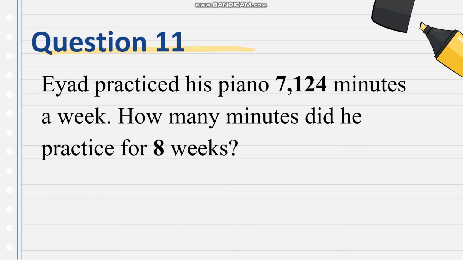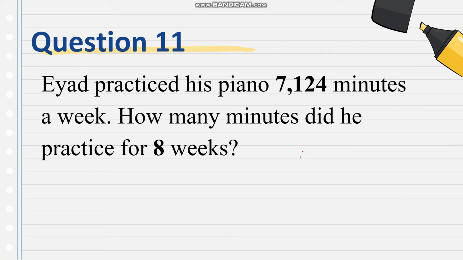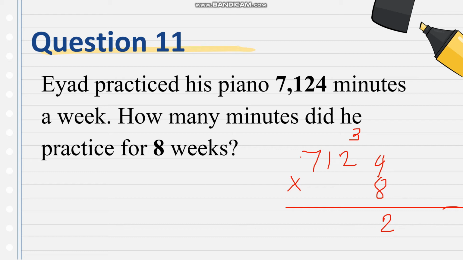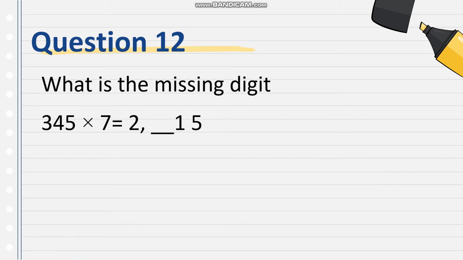Next, Iyad practices piano 7,124 minutes a week. How many minutes did he practice for 8 weeks? So what I'm going to do is we just simply multiply 7,124 multiplied by 8. So 8 multiplied by 4 is 32, regroup 3. 8 multiplied by 2 is 16 plus 3 is 19, regroup 1. 8 multiplied by 1 is 8 plus 1 is 9. Then 8 multiplied by 7 is 56, a total of 56,992.